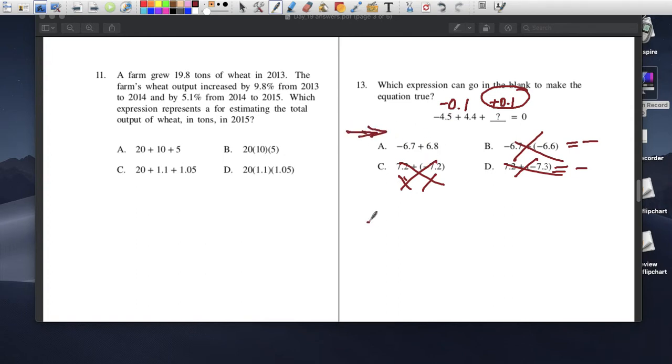If you put this in your calculator, negative 6.7 plus 6.8, you're going to get 0.1, which is what we wanted. Right?